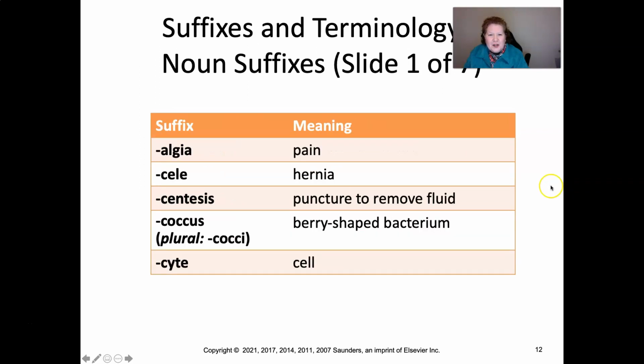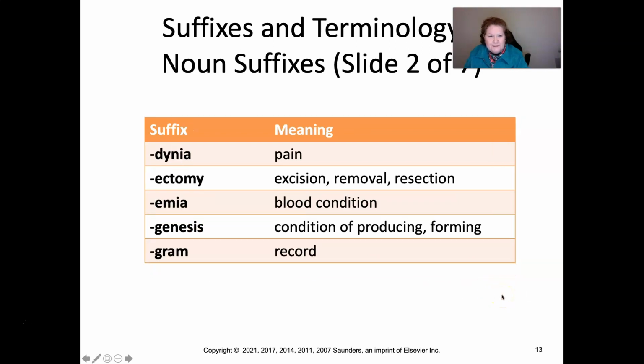And then we get into all sorts of suffixes. And you'll notice we talked about Staphylococcus or Streptococcus. It's a berry-shaped bacterium, the coccus. And if it's plural, it's cocci. Okay? And watch that with the double C's. That can sometimes get a bit challenging.